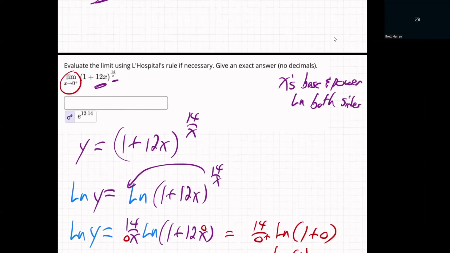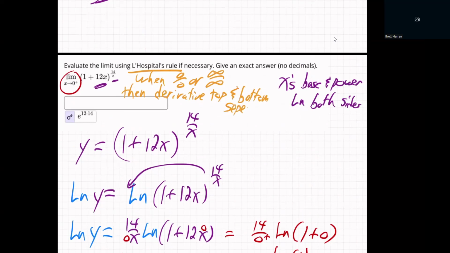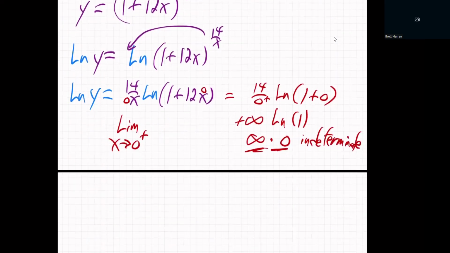So that's what we remember. Oh yeah, that's right. They wanted us to use L'Hopital's rule. How's that work? Remember how that works. Whenever you have 0 over 0 or infinity over infinity, then you're allowed to take the derivative of the top and the bottom separately. Separately being the key word, not quotient rule, separate top and bottom. Whenever you have 0 over 0 or infinity over infinity. So we don't want this infinity times 0. That's just unclear and indeterminate. We don't know. Let's make this a fraction.